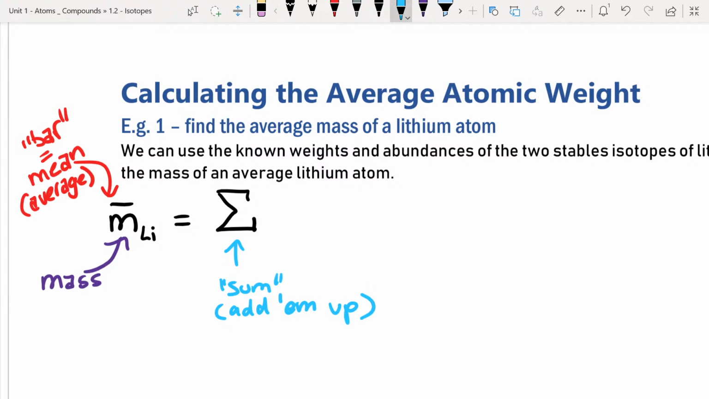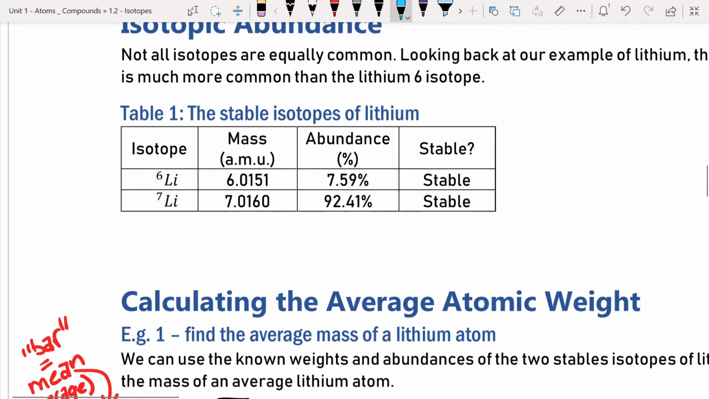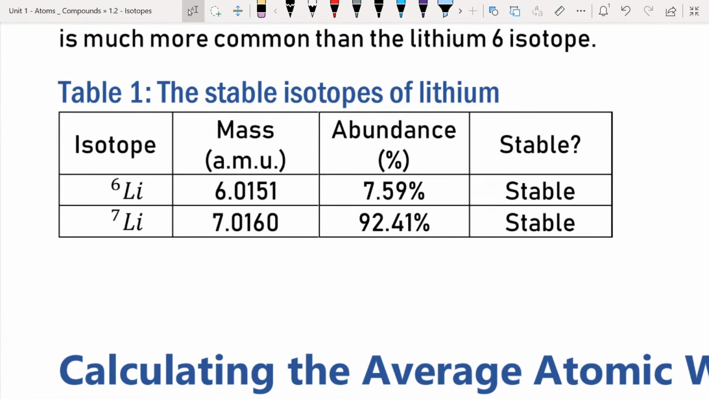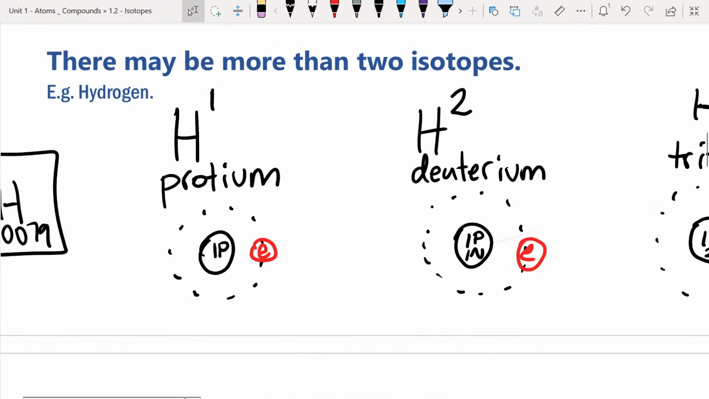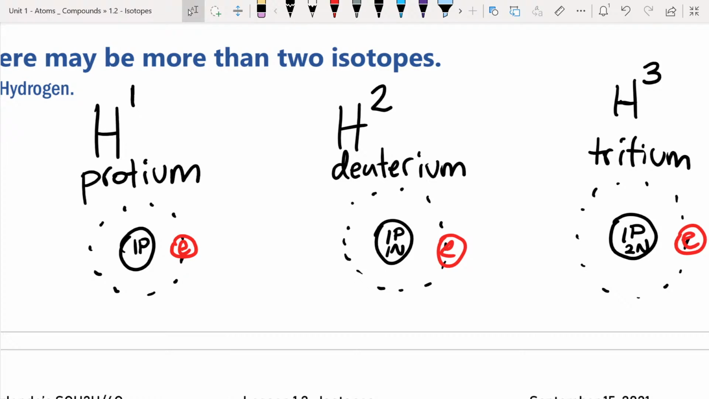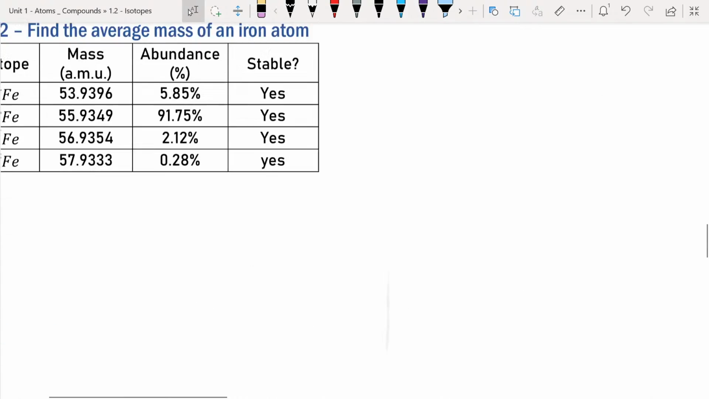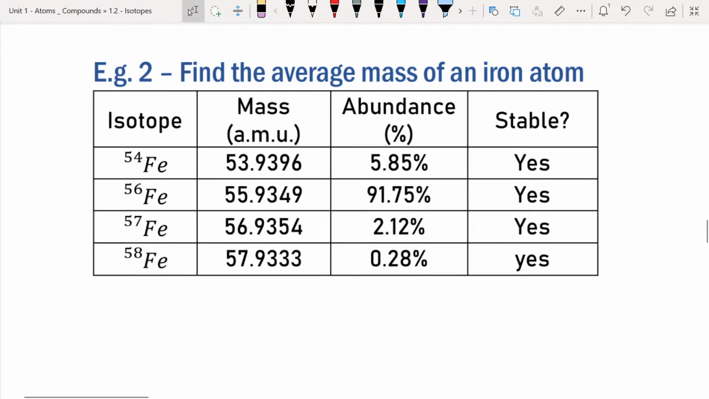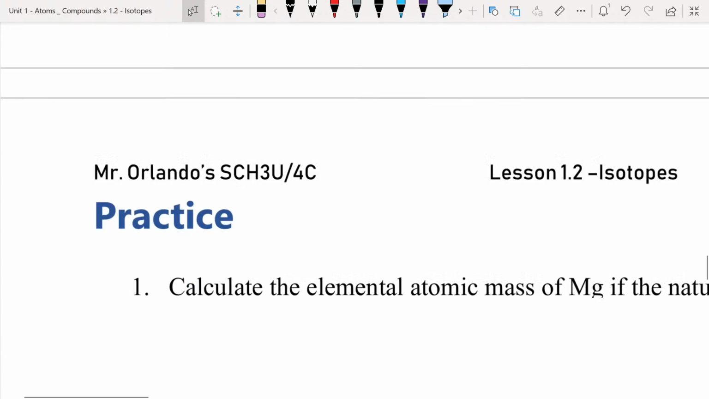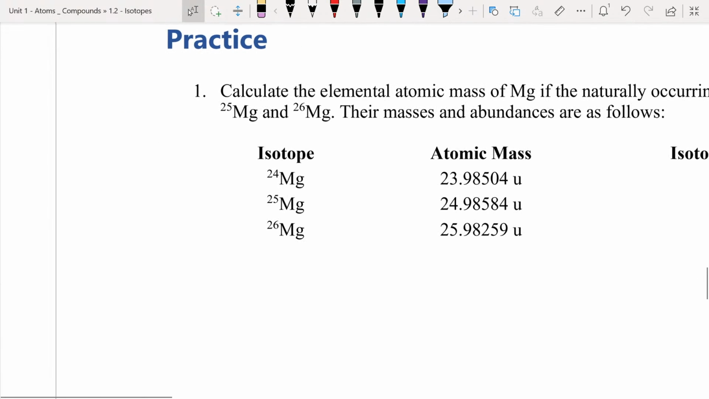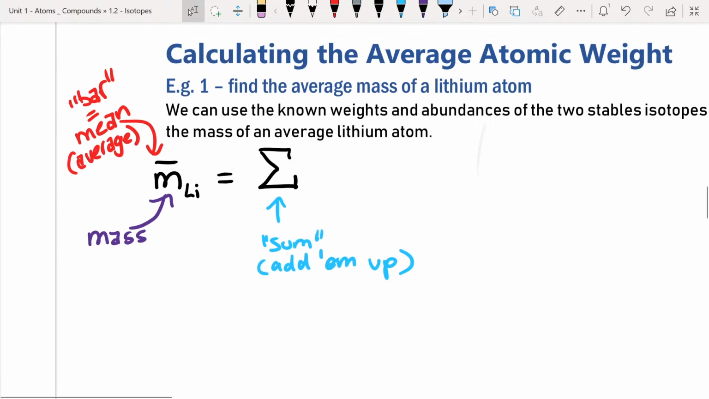So as soon as you see that symbol, you should know, oh, I'm going to be adding a bunch of things together. And the reason they don't just write the number of things is because in the case of lithium, how many things am I going to have to add together? 2. But if I was doing hydrogen, how many things would I have to add together? 3. When we get to this question for iron, how many things am I going to have to add together? 4. And when you do magnesium as your homework, you're going to have to do 3. Does that make sense? So the symbol sum.